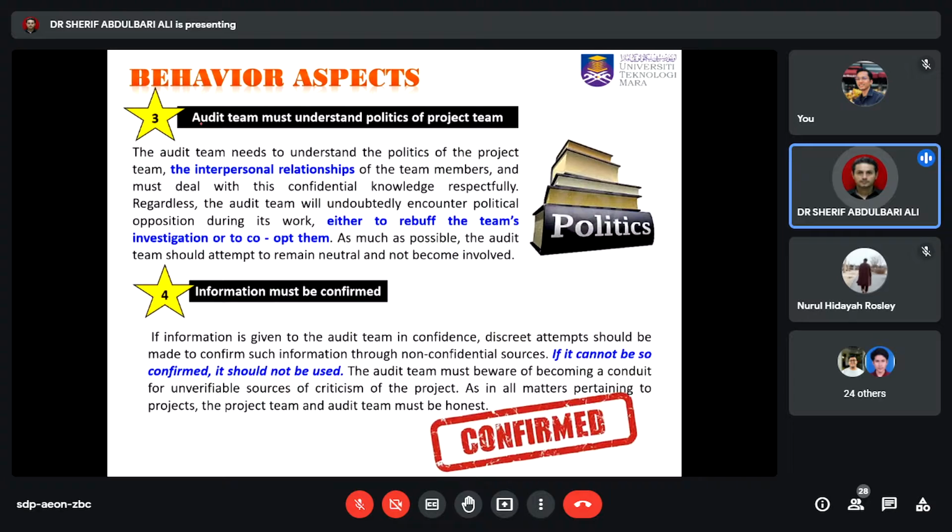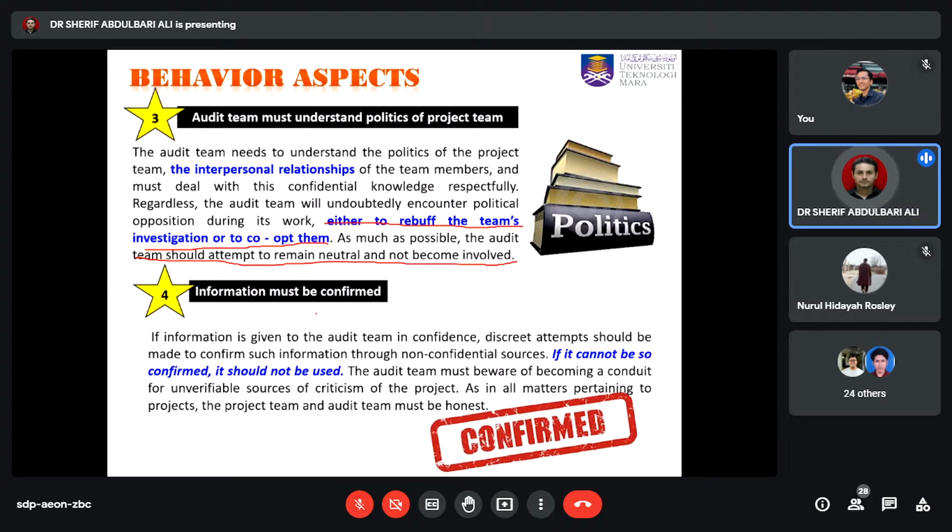The audit team also must understand the politics of the project teams. You are going to go to a project, so you need to understand the politics of the project team and the interpersonal relationships also. And it's better for you not to get involved in this politics. So you need to be neutral. You are not taking any side. As much as possible, the audit team should attempt to remain neutral and not become involved in the politics of the project teams. Because at the end, you only want to make a report.